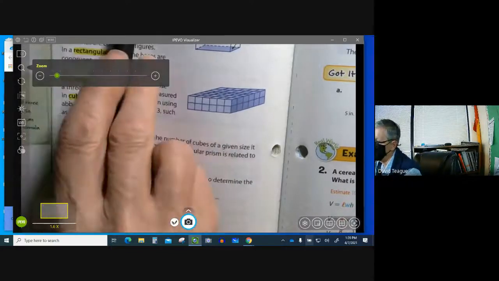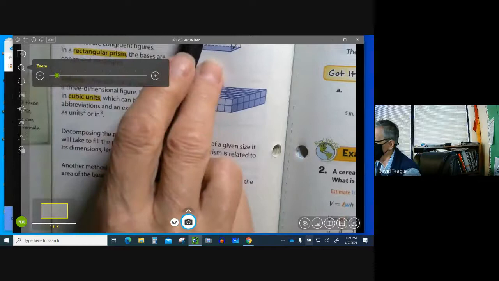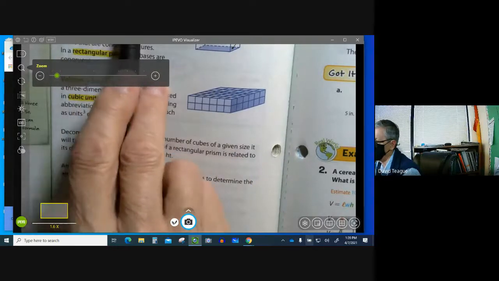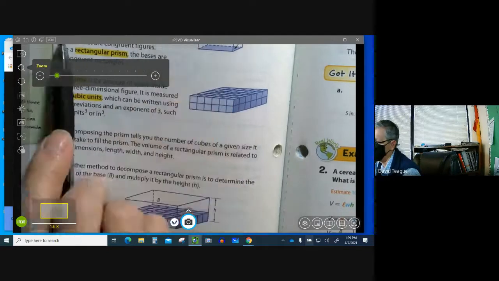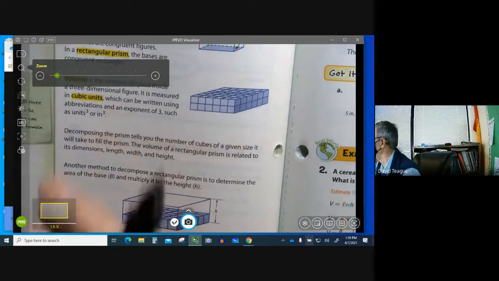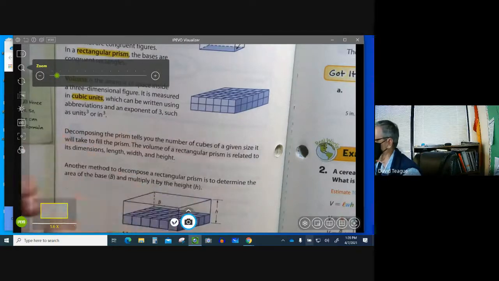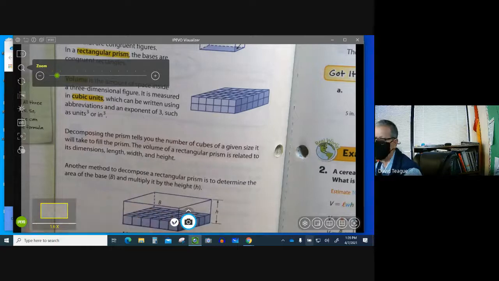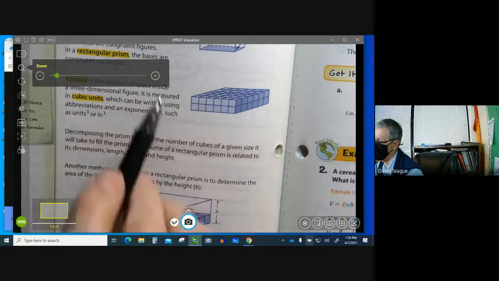So the volume of a rectangular prism, and they call it a prism because it has 3 dimensions to it, is the length, the width, and the height. A 3-dimensional figure has length, width, and height, like your Rubik's Cube, right? Your Rubik's Cube has 3 dimensions. It's 3D, right? If you drew a square on a piece of paper, that would be 2D, just 2 dimensions.